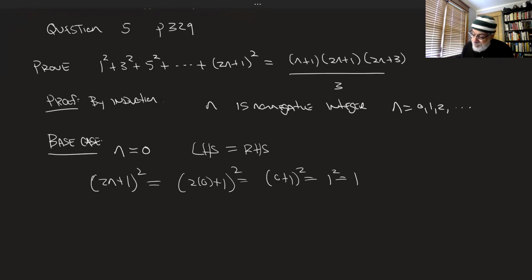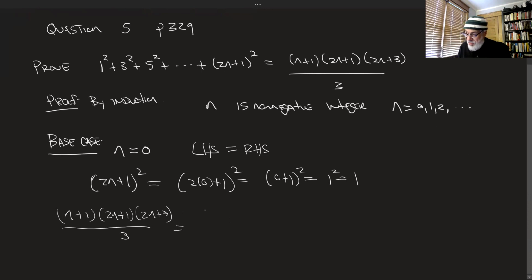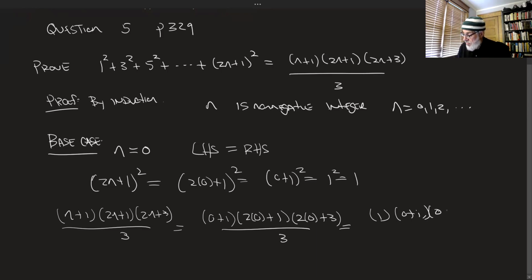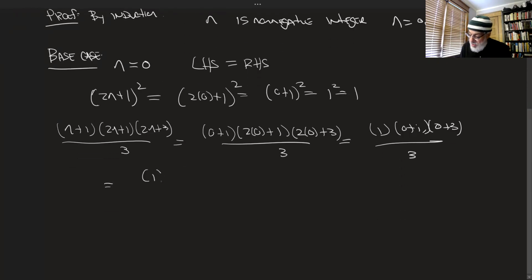Now the right-hand side is this: n plus 1, 2n plus 1, 2n plus 3, divided by 3. So we're just going to substitute 0 for n. Again, this is like saying the first term on the left is equal to the first term on the right. Now we're doing the math. 2 times 0 is 0. 2 times 0 again is 0. Then we get 1 times 1 times 3 divided by 3, which is 3 over 3, equal to 1. So indeed, the left-hand side is equal to the right-hand side.